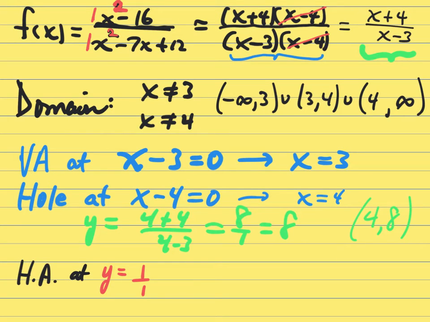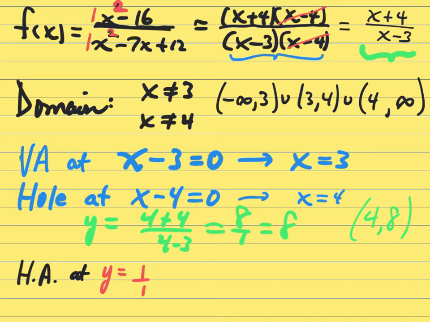Okay, so we've got domain. The difference between a vertical asymptote and a hole is whether you can cancel the factor in the denominator or not. Once you've located a hole, plug the x value into the reduced function, and that'll give you the y coordinate.